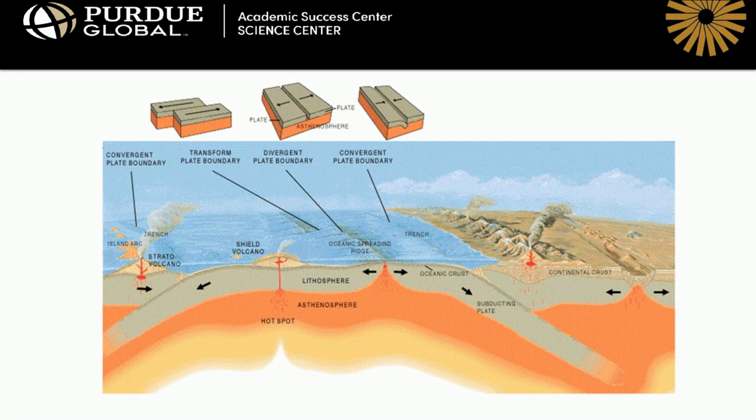Divergent boundaries, where new crust is generated as the plates pull away from each other. Convergent boundaries, where crust is destroyed as one plate dives under another. And transform boundaries, where crust is neither produced nor destroyed as the plates slide horizontally past each other.